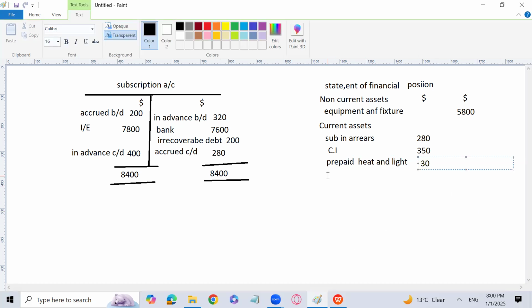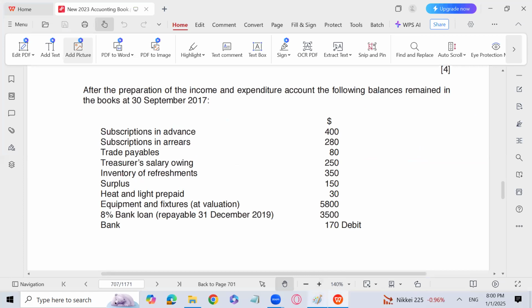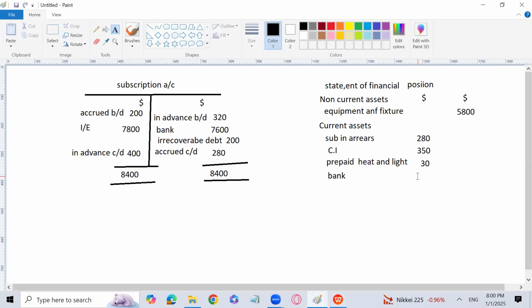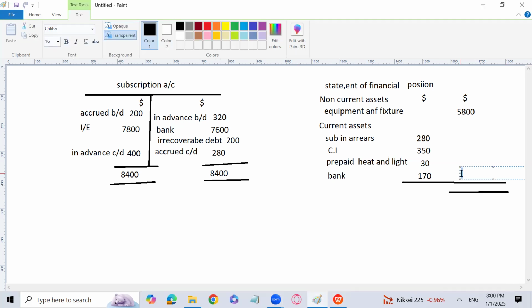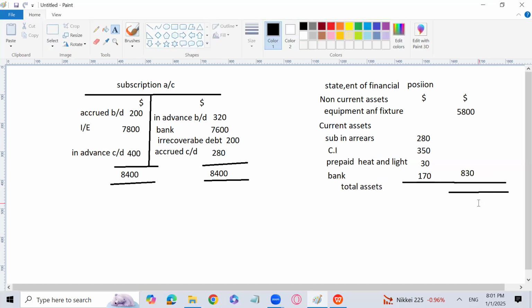Right. Then there is going to be a bank. And bank is going to be 170 debit. 170. We'll go for the total of current assets. That is going to be 830. Okay. So 830 plus 5,800, we are going to get our total assets for this particular statement of financial position. So how much total assets will become? That is going to be 6630.